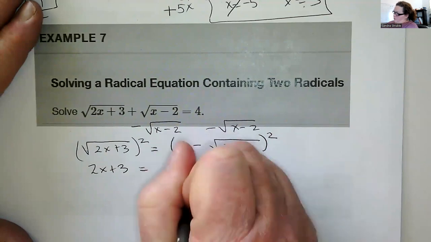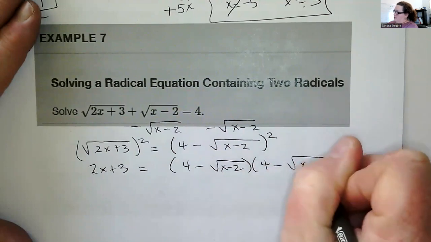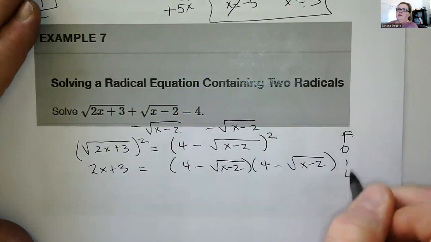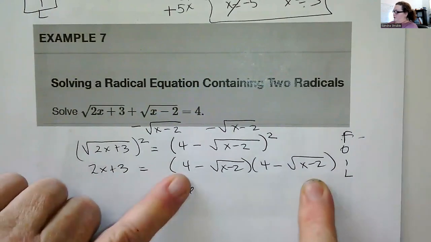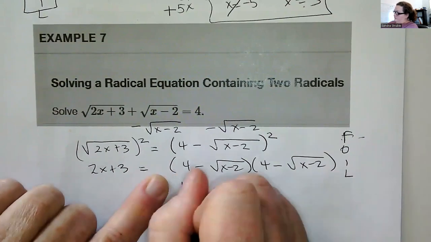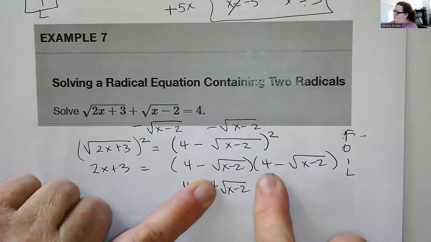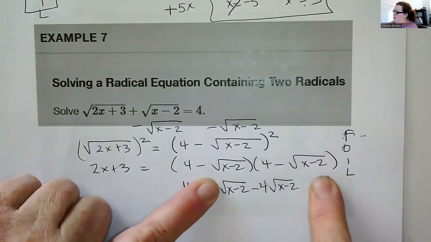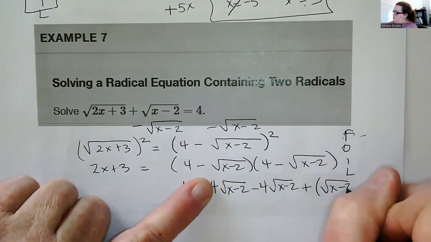So I'm going to write 4 minus the square root of x minus 2 times 4 minus the square root of x minus 2. All right. FOIL is just, let me write F-O-I-L. The first 2 terms, so 4 times 4 is 16. The outer 2 terms, so 4 and negative square root of x minus 2. The inner is minus 4 square root of x minus 2. And then the last 2 terms are negative times the negatives are positive, and that is just the square root of x minus 2 squared.